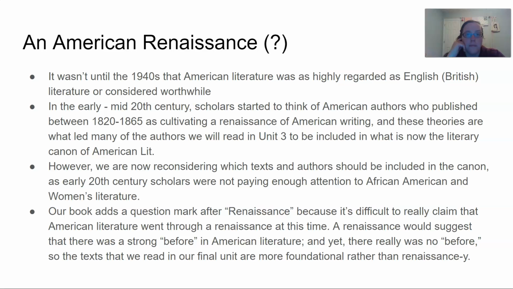And so we didn't necessarily have an American national literature. We had what we call American lit, but now we have this kind of 1820 period and on. And again, our book considers the late 18th century, the 1790s and such, as also part of that more nationalistic American lit. So that's what the question mark is there for. There wasn't necessarily a before for there to be an after in the process of a renaissance.